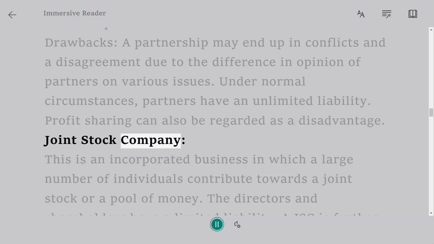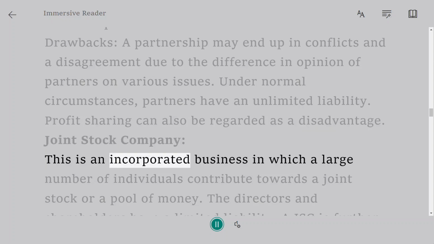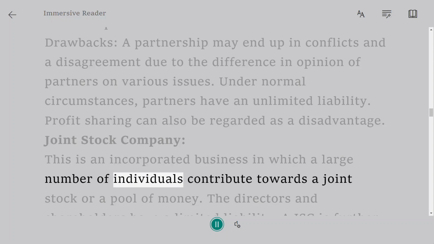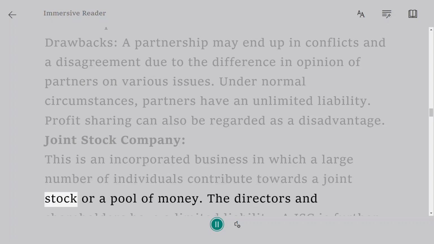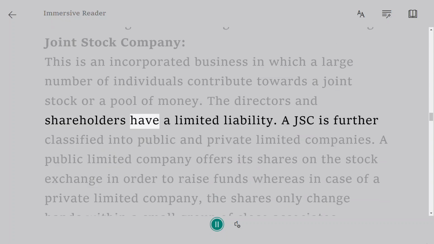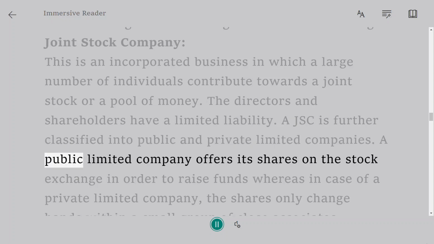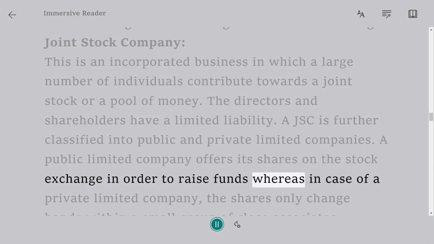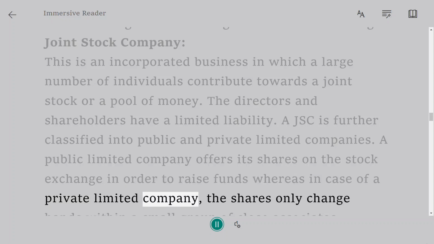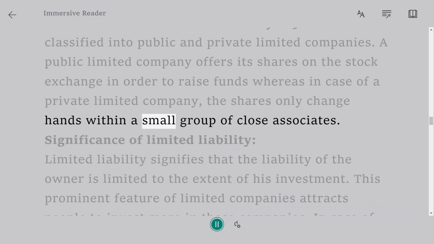Joint stock company. This is an incorporated business in which a large number of individuals contribute towards a joint stock or a pool of money. The directors and shareholders have a limited liability. A JSC is further classified into public and private limited companies. A public limited company offers its shares on the stock exchange in order to raise funds, whereas in case of a private limited company, the shares only change hands within a small group of close associates.